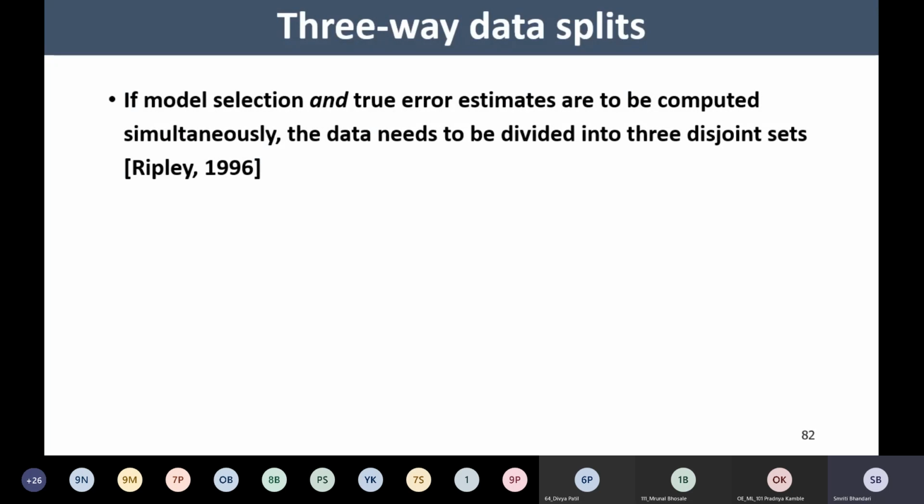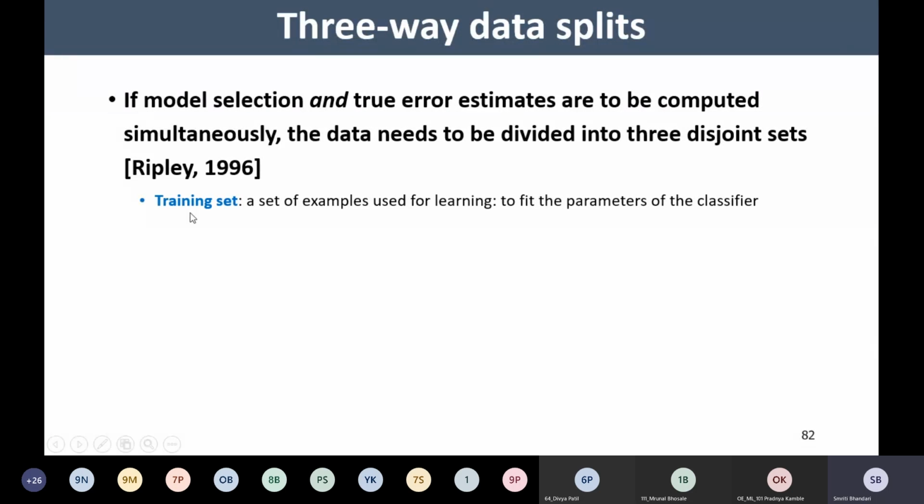So what are those 3 disjoint sets? No doubt we have the training set. So what is a training set? It is a set of examples used for learning. The training set is used to fit the parameters of the classifier or regressor, whatever may be our algorithm. So the training set is used to fit the parameters of the algorithm.